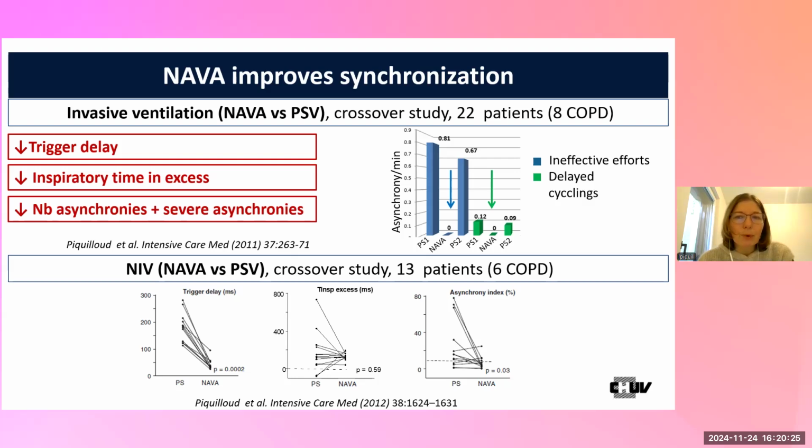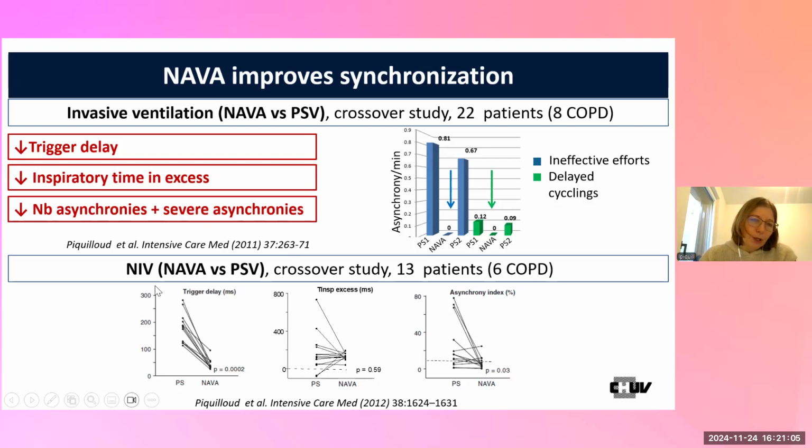And you can see that compared to pressure support ventilation, NAVA decreases trigger delay, improves expiratory synchrony by decreasing the inspiratory time in excess, which represents the difference between the end of the neural inspiratory time of the patient and the end of the ventilator-delivered pressurization. And even much more importantly, with NAVA, we had fewer asynchronies and fewer severe asynchronies. And on the right, you can see that NAVA suppresses ineffective efforts and delay triggering compared to pressure support ventilation.